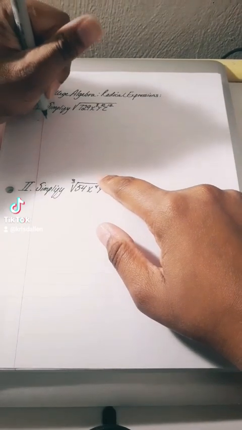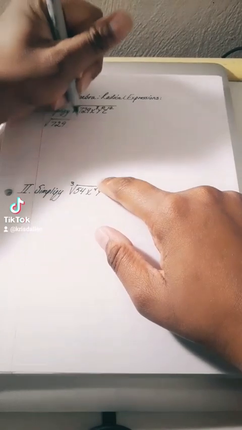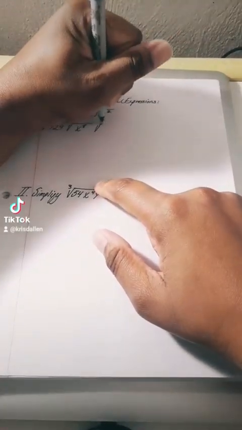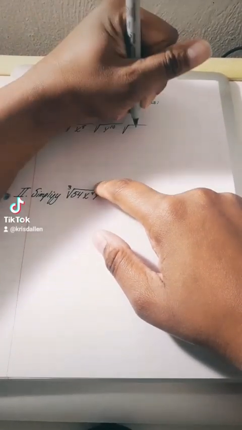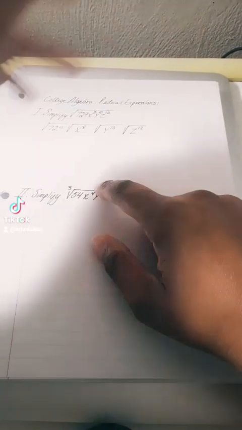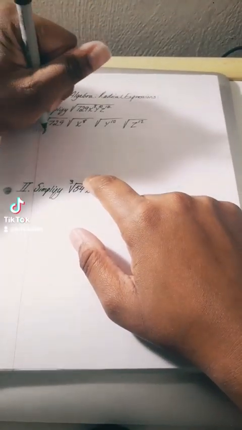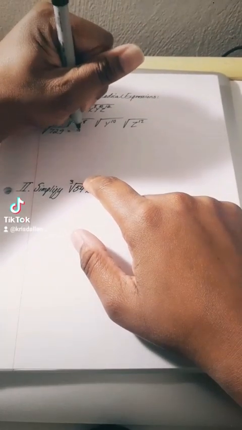The first thing you want to do is just rewrite this as the square root of 729 times the square root of x to the 8th power times the square root of y to the 10th power times the square root of z to the 12th power. And it's really just a process of simplifying each piece of this. So we have the square root of 729. Remember, this is just 27.